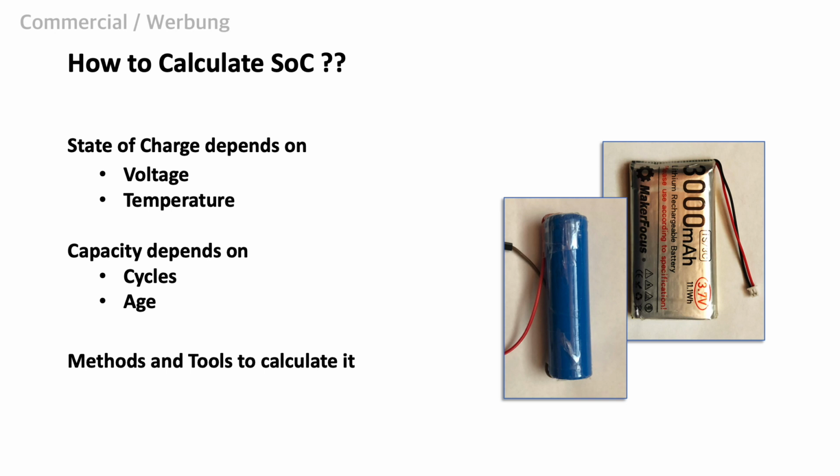Most of us already know that battery state of charge is somehow dependent on the voltage, the temperature, the number of cycles and the age of the battery. In this episode we get methods and tools to calculate it.